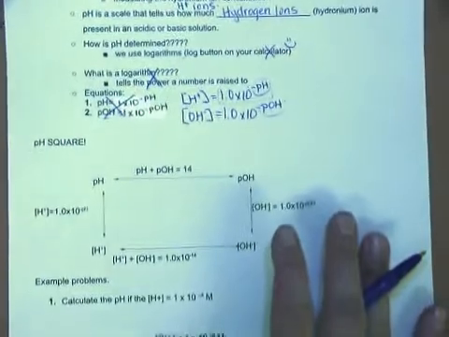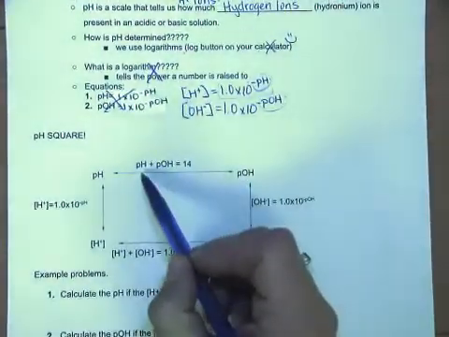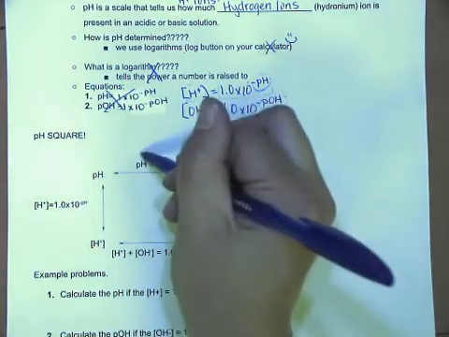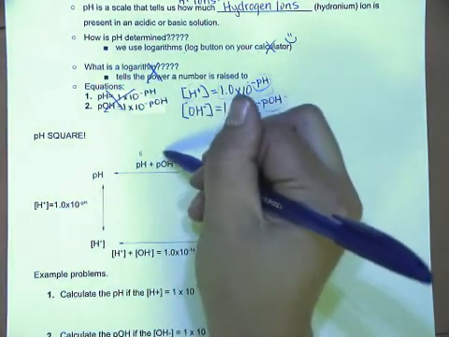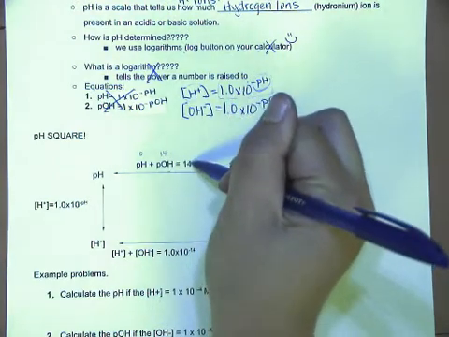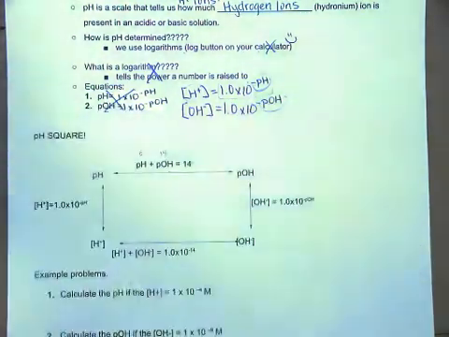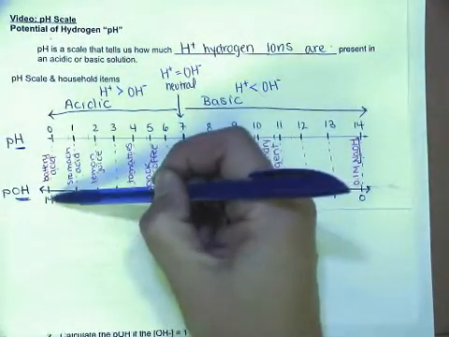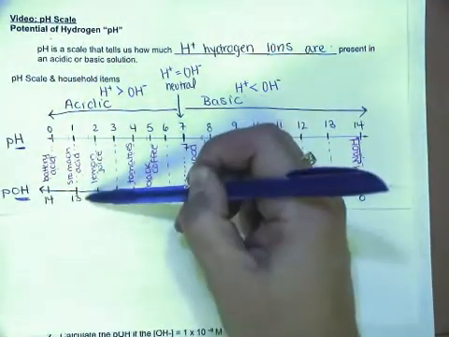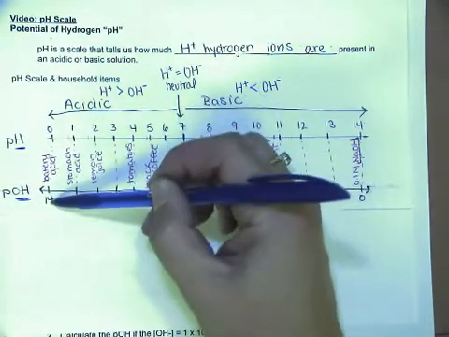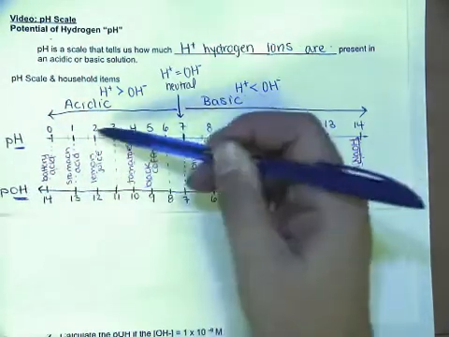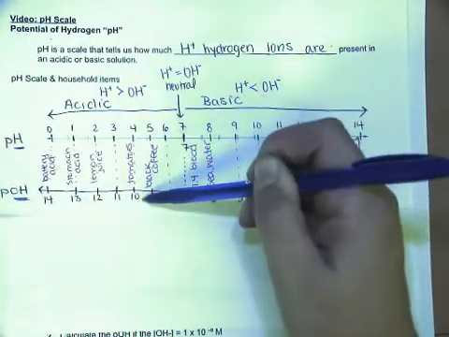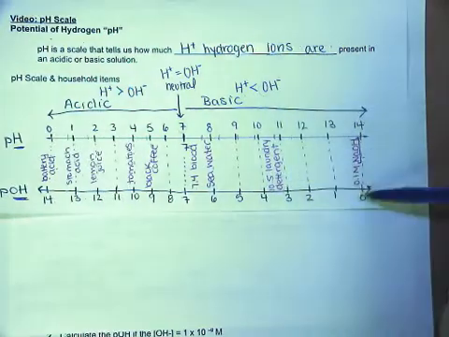Some other things that we need to know. Remember when we learned about our pH and pOH scale, we knew that a pH of 0 and a pOH of 14 equaled 14. So if we look back, we add them together. 0 plus 14 is 14. 1 plus 13 is 14. 2 plus 12 is 14. 3 plus 11 is 14. 10 plus 4 is 14. And so on. And they all add up to 14.